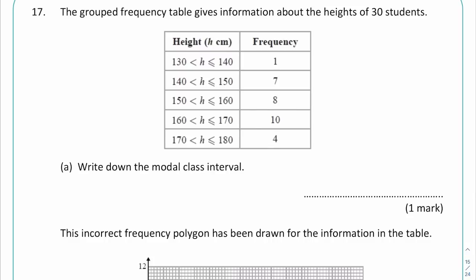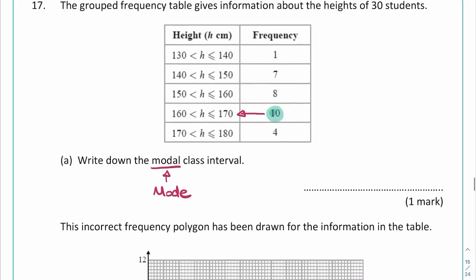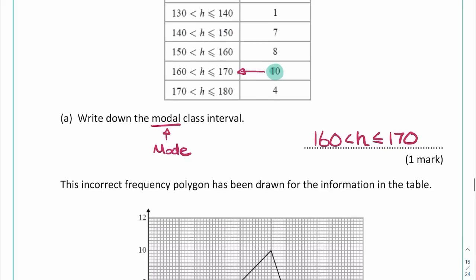So write down the modal class interval from this table. Now the modal is just the word for mode. When we are looking at these class intervals, the mode is the most common. So if you look at your table, you can see that the most common thing to appear occurred 10 times. And that represents this particular class interval. So in terms of the heights, it's asking what's the most common height, or the most common height interval. And the interval that's the most common is 160 to 170. There we go, and that's our modal class interval.